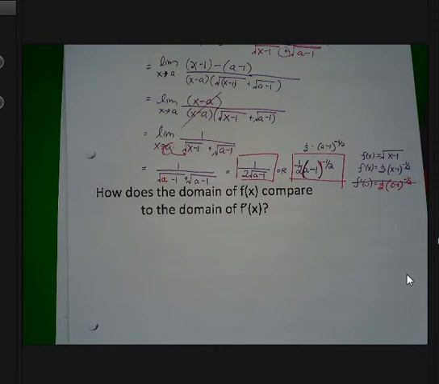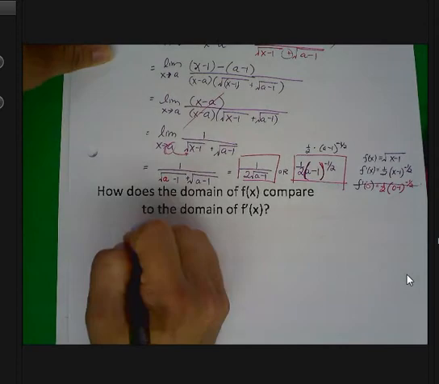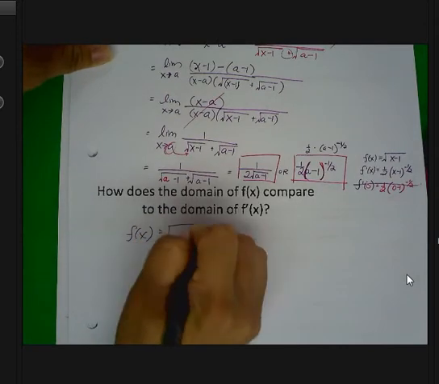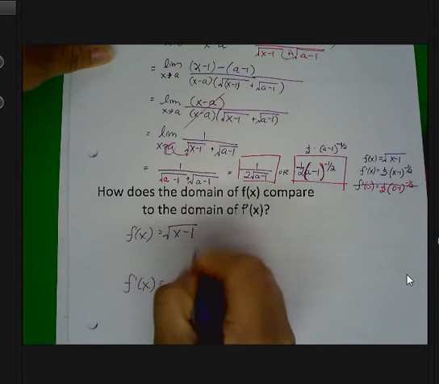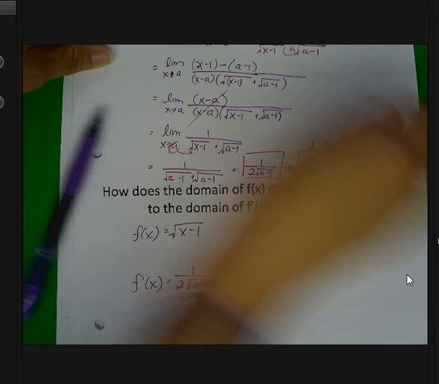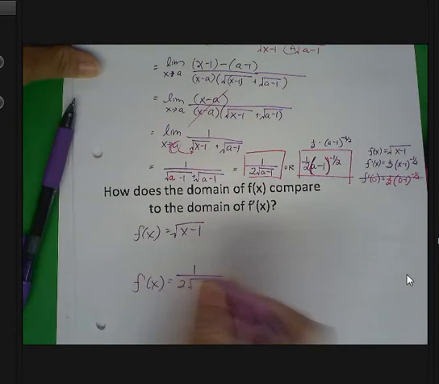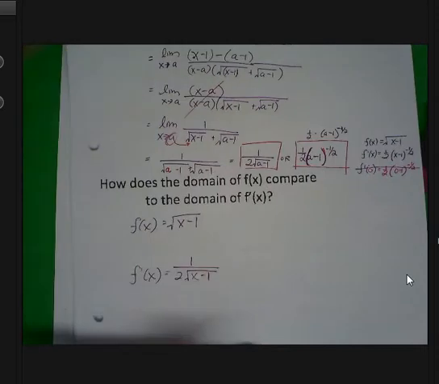The set of all the possible x values. So how does the domain of f of x compare to the domain of f prime of x? Well, f of x was the square root of x minus 1. F prime of x is, okay, let's just write it like this because I think you guys feel more comfortable with this. X minus 1. Okay, how do the domains compare?